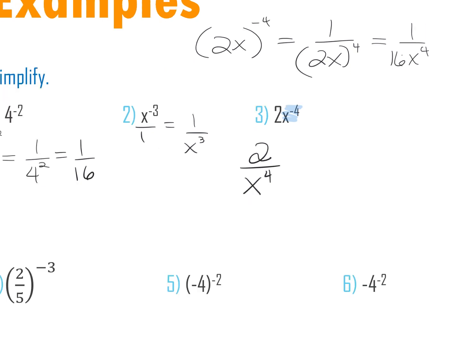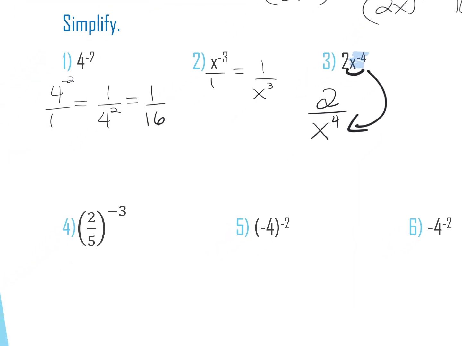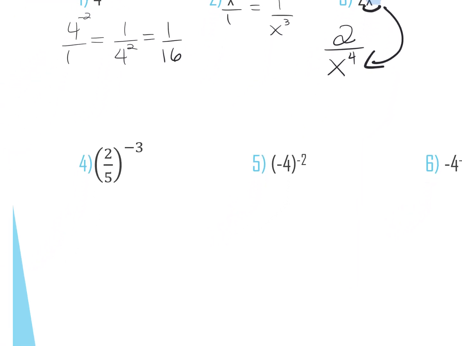3, this -4 is only on the x. It's not on the 2. So the only thing that I have to adjust is the part of the problem that has the negative exponent. So the only thing that has the -4 is the x, and to make that x to the 4th positive, it's got to move to the bottom of a fraction. Now, when it's a fraction, this is where reciprocal pays off. All I have to do on number 4 is flip the fraction and then make the exponent positive.